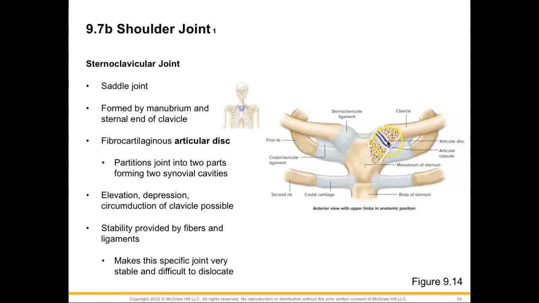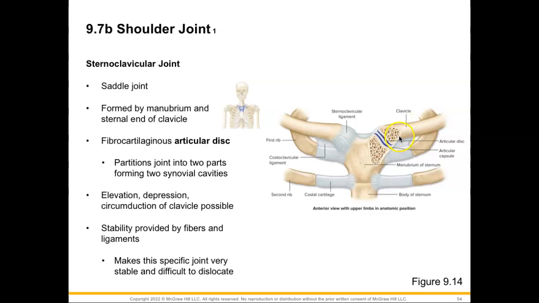The movements that take place over here are elevation and depression. So if you were to shrug your shoulders, that would allow elevation, and then bringing them back down is depression. And then circumduction of the clavicle is also possible as we're moving our shoulder joint around.